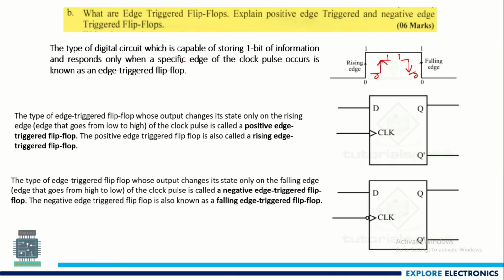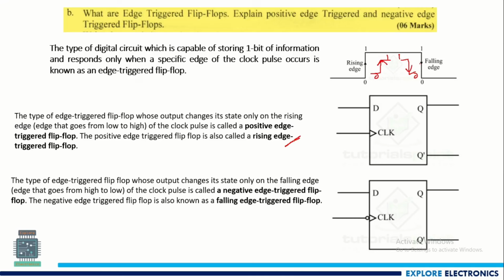After that, the output is going to be changed with respect to the clock edge. If it is a positive edge flip-flop, the output is going to be changed only when a positive edge occurs and the flip-flop is sensitive to that. Only at the edge, the flip-flop fetches the input and gives the output. So this much you need to write.